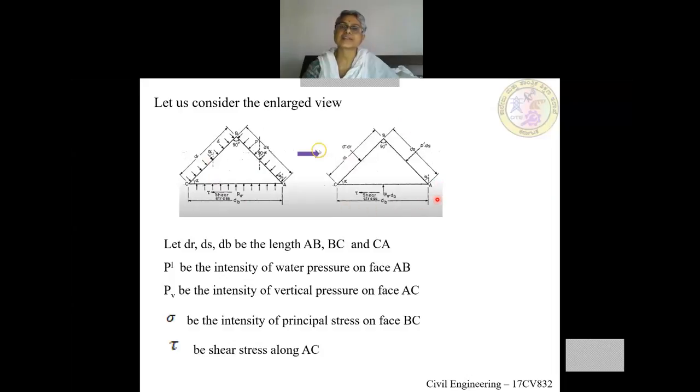So dB is the length, ds is the length, and dr is the length here. Sigma dr is the force here. P dash ds is the force here. PV dB is the force.